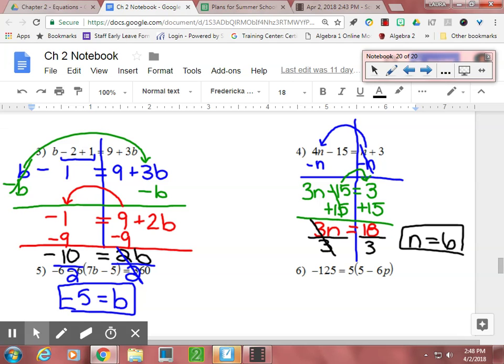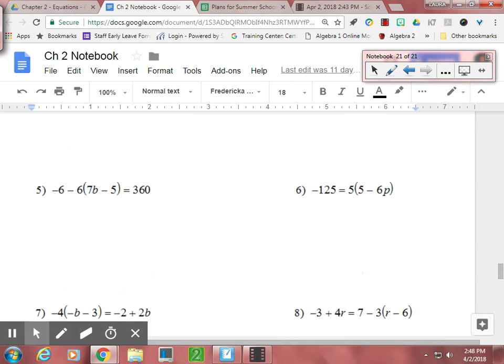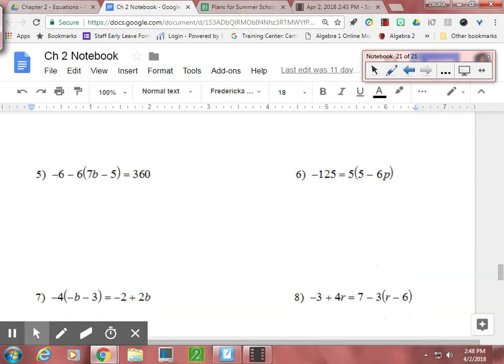Okay, so just take it slow, one thing at a time. Move all your numbers to one side, all your letters to the other. Now we have some distributive property that we have to work with first.